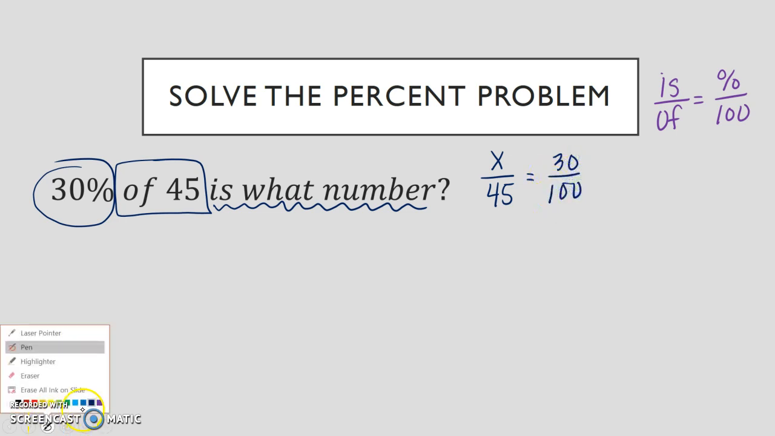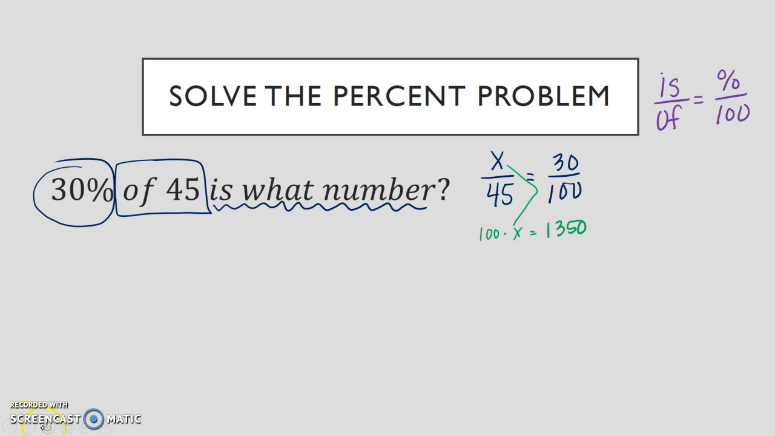Now, once we've got that proportion set up, we're going to use what we call the shoelace method, which is when we're multiplying diagonally. So we're going to do x times 100, which gives us 100 times x. And then we're going to do 30 times 45 to get our other side of this equation. And we should get 1,350.